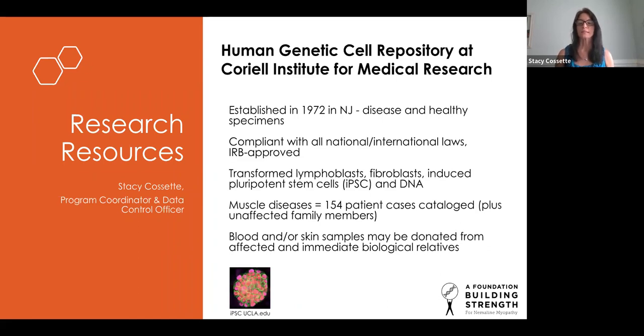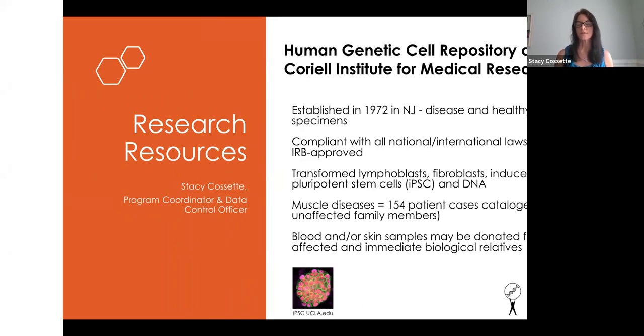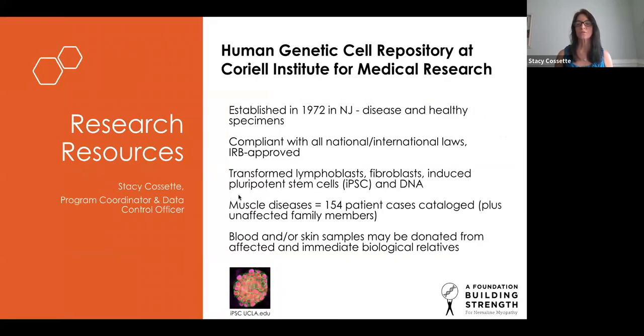Okay, let's get just into a little bit of detail about the cell repository at Coriell. Again, this is just going to be an overview. So I'm going to be really brief about everything. This program was established in 1972, a lot of longevity there, in New Jersey, and they do store disease and healthy specimens. The program is compliant with all national and international laws and is IRB approved. This program catalogs transformed lymphoblasts, fibroblasts, induced pluripotent stem cells, and DNA.